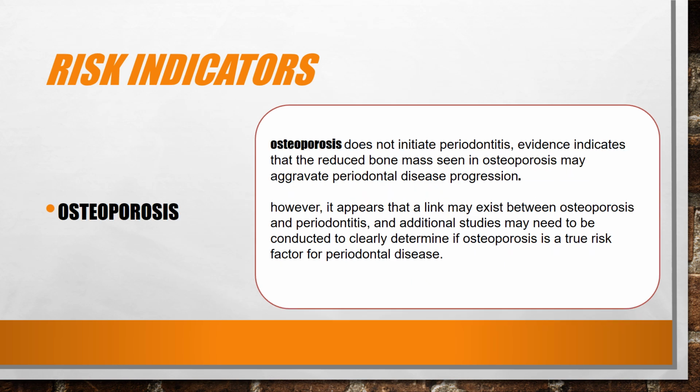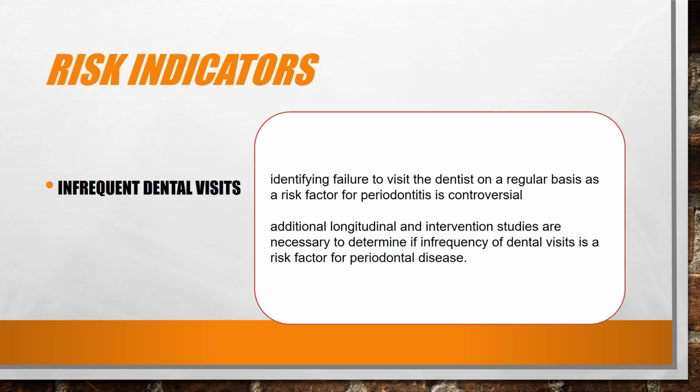So coming to osteoporosis, it does not initiate periodontitis. Evidence indicates that the reduced bone mass seen in osteoporosis may aggravate periodontal disease progression. However, it appears a link may exist between osteoporosis and periodontitis. Osteoporosis is decreased bone density. Additional studies may need to be conducted to clearly determine that osteoporosis is also a risk factor for periodontal disease. So that's about osteoporosis. Coming next is infrequent dental visits.